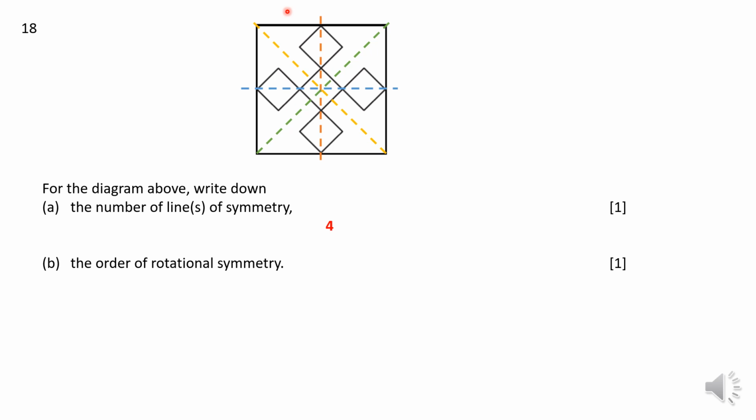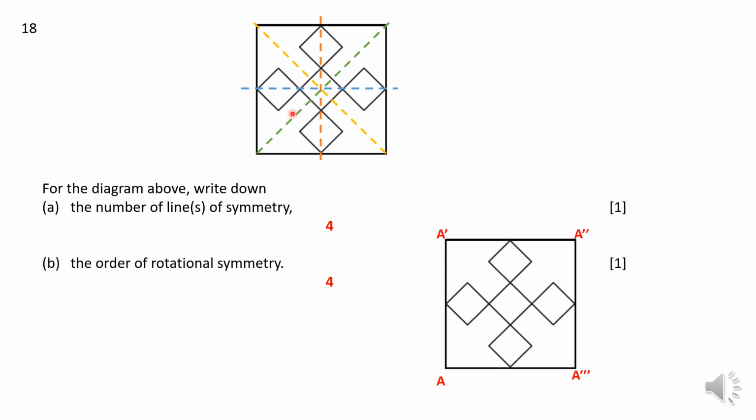Then the order of rotational symmetry means how many times can you turn the shape and it still looks the same. So with the center there, you rotate it about 4 times, okay? So when you rotate it, you see I started with my A, that's already 1, 2, 3, 4. So when you rotate it, it's going to be the same.